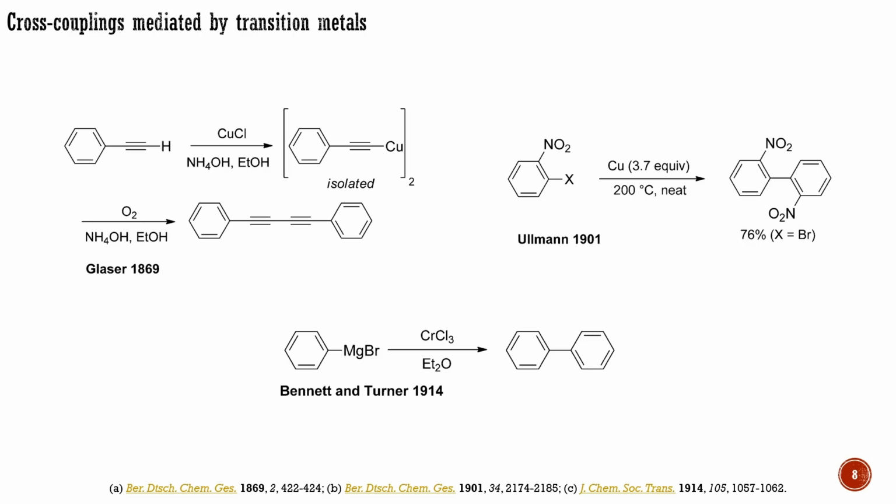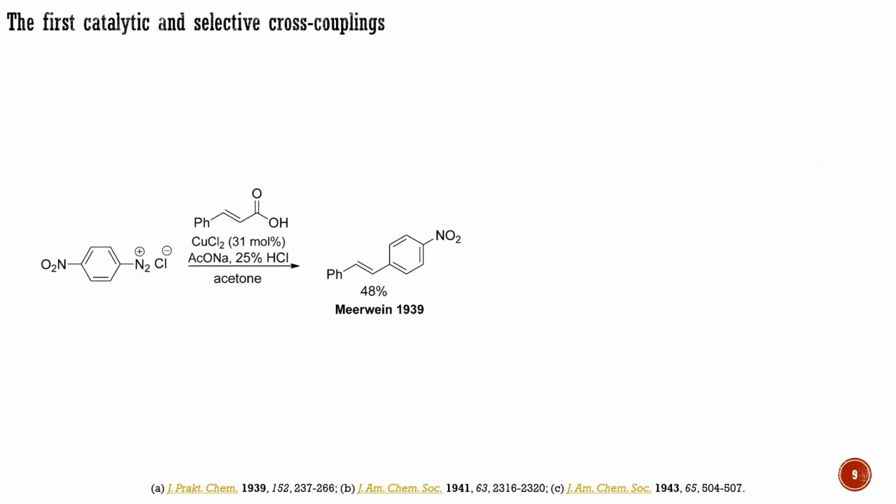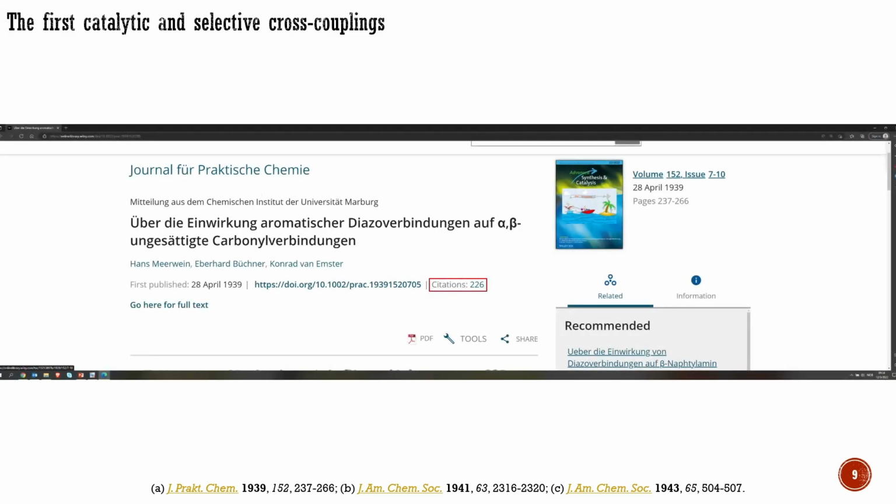The first glimpses of a solution to these issues appeared during the first half of the 20th century. Although catalytic quantities of copper had been shown to promote the carbon-oxygen coupling reaction of phenols with aryl halides as early as 1905, the use of catalytic amounts of metals for the formation of carbon-carbon bonds somehow remained an elusive concept during the first part of the 20th century. In 1939, Meerwein was the first to report the effects of catalytic copper-2 salts on the coupling of aryl diazonium salts with cinnamic acids. However, Meerwein's groundbreaking studies appear to have been lost in time, and even now there are only 226 citations of his work.